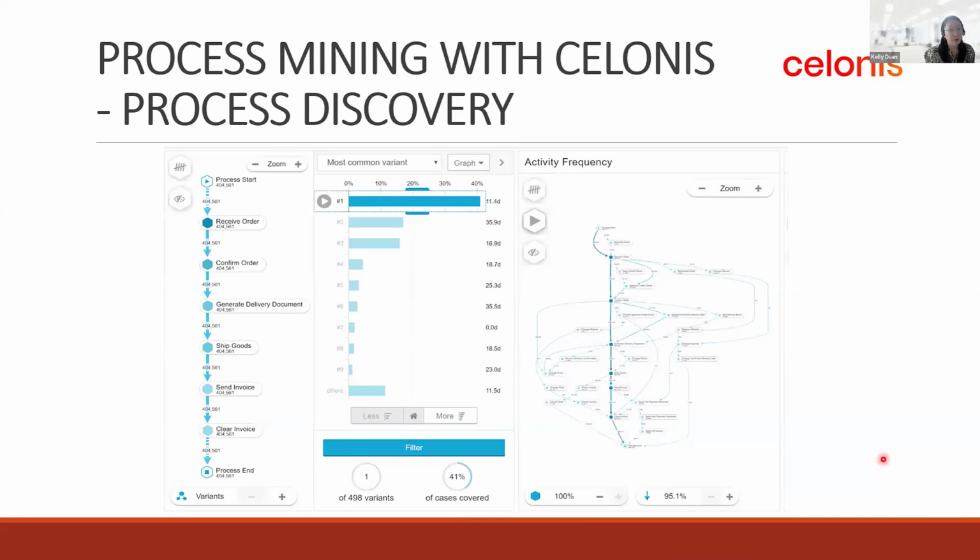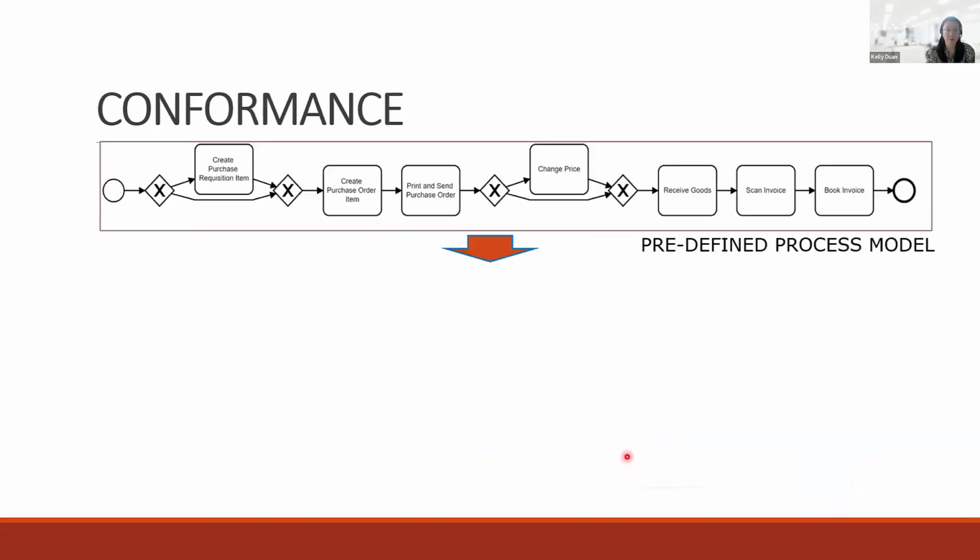So as I mentioned before, there are 3 types of process mining analysis. The first one is process discovery. Using a process mining tool, you can analyze the different variants, which are the paths of the transactions, to discover certain transactions. The second part is conformance.